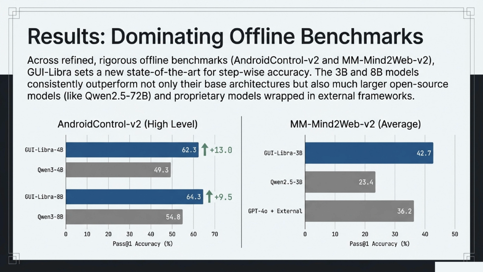So, does it work? The results speak for themselves. On rigorous offline benchmarks, GUI-Libra dominates. On Android Control v2, the GUI-Libra 4B model saw a 13-point increase, and the 8B model saw a 9.5-point increase over their base models. On MMind 2 Web v2, our 3B model hit 42.7% accuracy, effortlessly outperforming larger open-source models and even beating GPT-4o wrapped in external frameworks.